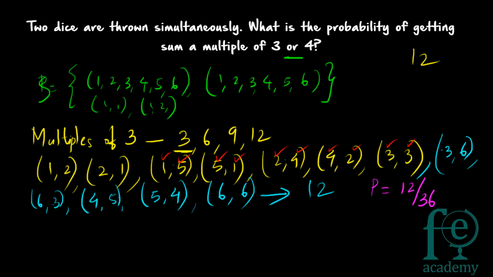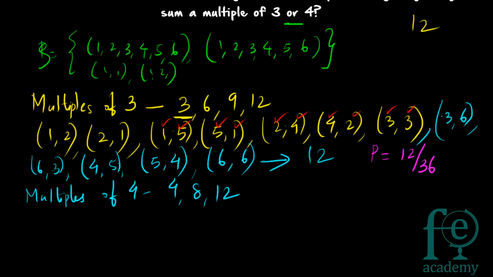Next you can see multiples of 4. Then how many multiples of 4 are possible? 4 can occur, 8 can occur, and 12 can also occur. 4, 8 and 12. These are the 3 multiples of 4 which can be obtained as a sum from 2 dice thrown simultaneously. Then how you can obtain a sum equal to 4? 1, 3 is one case, 3, 1 is the second case. Then 2, 2. 1 on the first dice, 3 on the second dice. Second case, 3 on the first dice, 1 on the second dice. Then 2, 2. Both dice are showing 2.